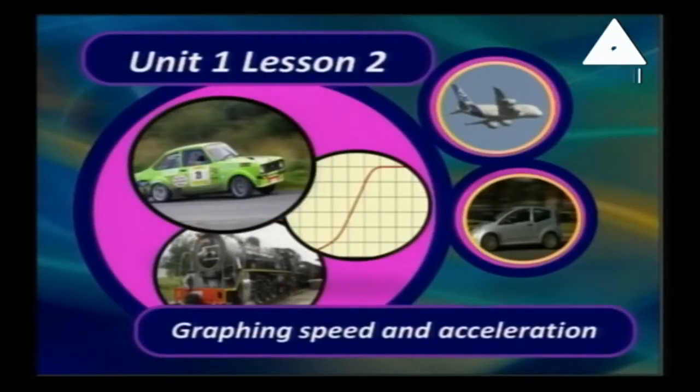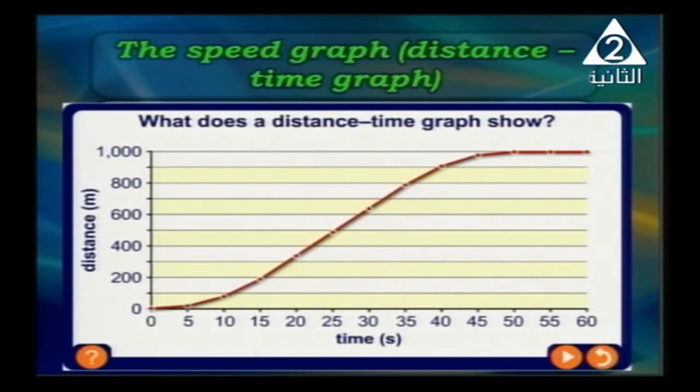Here we have graphing speed and acceleration, the meaning of each one of them and the graph of each one of them. The speed graph, distance and time graph. What's meant by distance and time? Distance is the actual path moved or covered by the body in the street, for example. And we have the time here, measured in seconds. It's the period of time taken by this car or by this body.